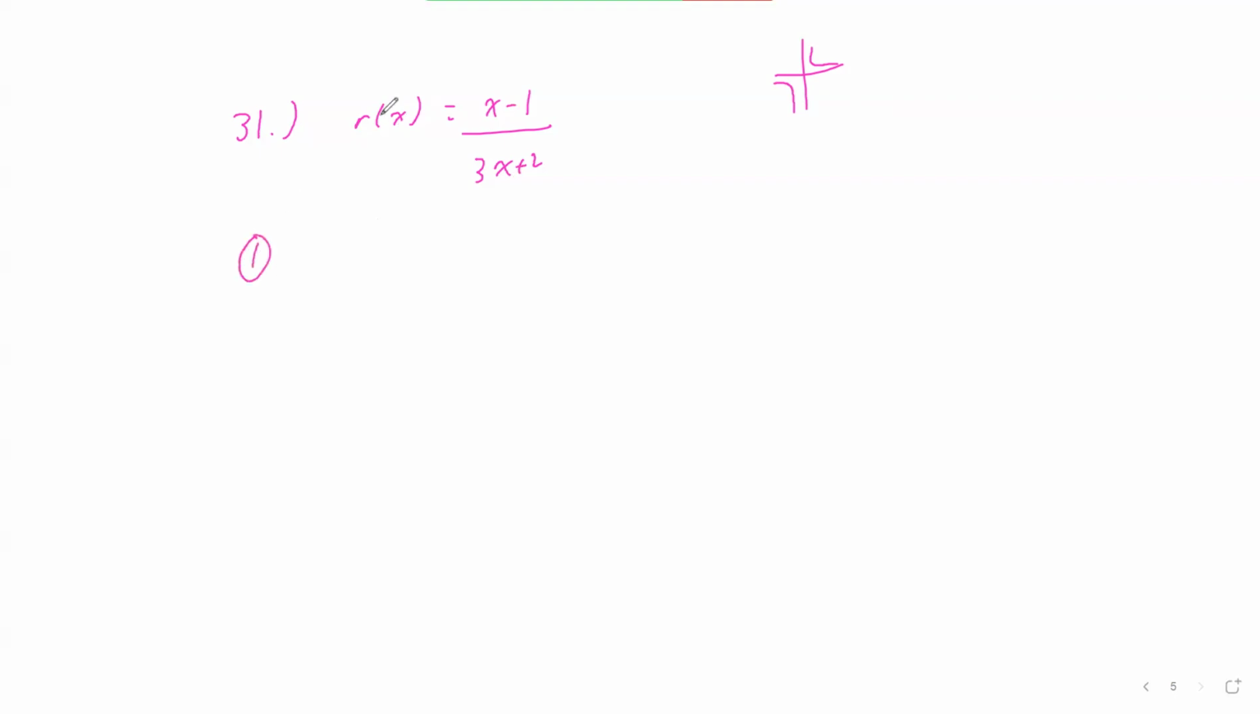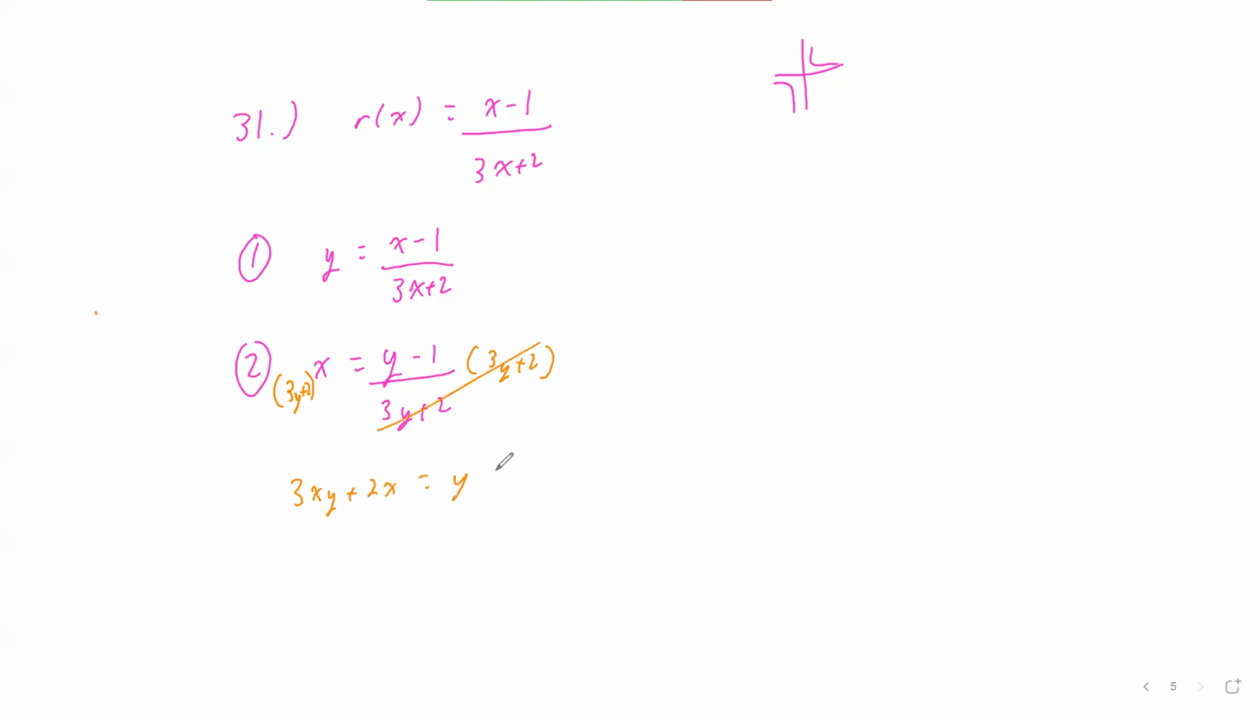So again, step 1, change your r of x into a y equals. And then step 2, switch your x and your y. Now this is another x right here, so it'd be 3y plus 2. So make sure you change them all. And then now I'm going to solve. The very first thing I need to do is multiply both sides by 3y plus 2, so I can get rid of that fraction. So this will be 3xy plus 2x equals y minus 1.